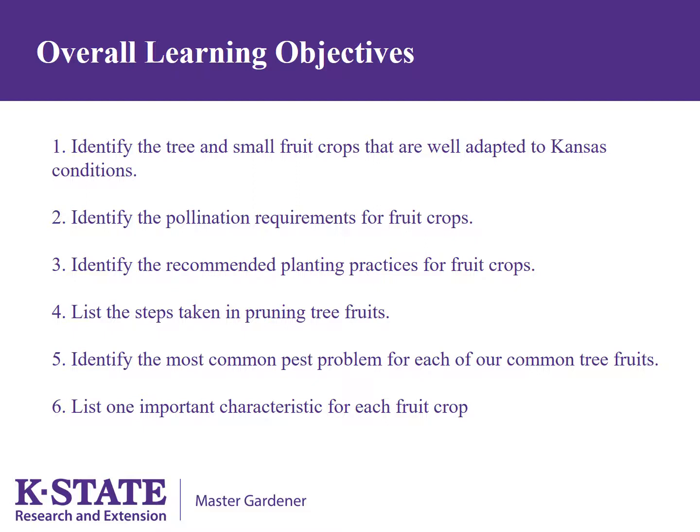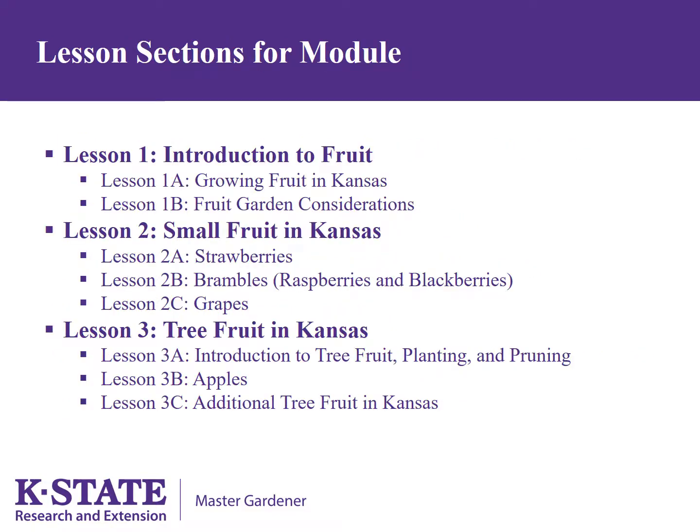Let me list those for you. First, identify the tree and small fruit crops that are well adapted to Kansas conditions. Second, identify the pollination requirements for fruit crops. Third, identify the recommended planting practices for fruit crops. Fourth, list the steps taken in pruning tree fruits. Fifth, identify the most common pest problem for each of our common tree fruits. And sixth, list one important characteristic for each fruit crop.